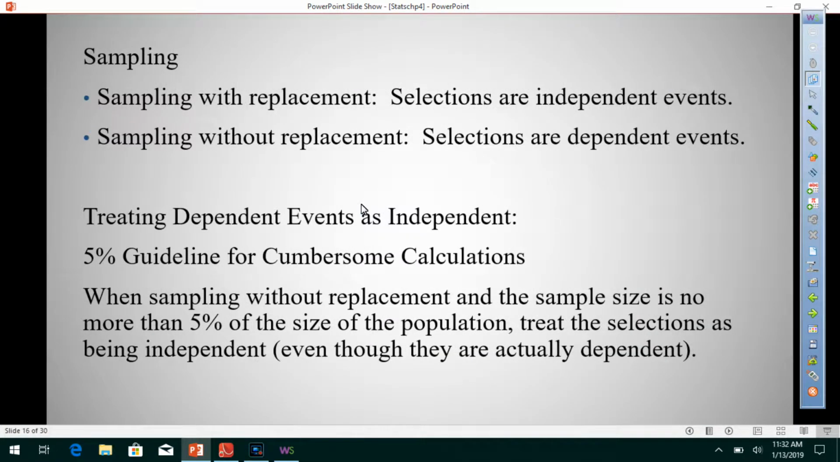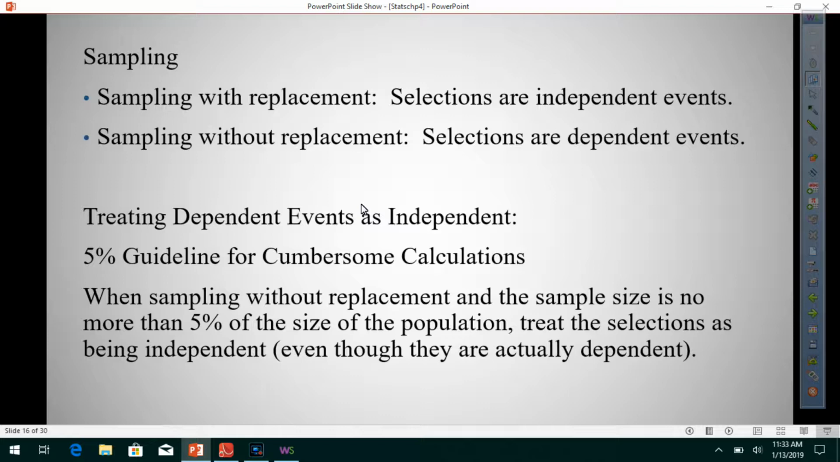Sampling with replacement, which is kind of what we just went over. Sampling with replacement, selections are independent events. Sampling without replacement, selections are dependent events. Treating dependent events as independent: the 5% guideline for cumbersome calculations. How do you know? Okay.